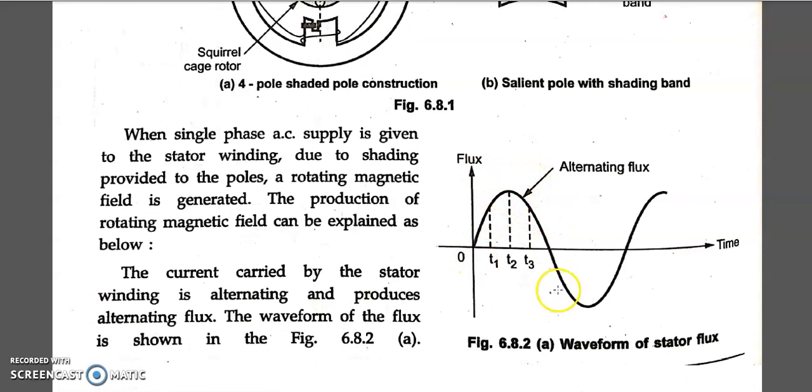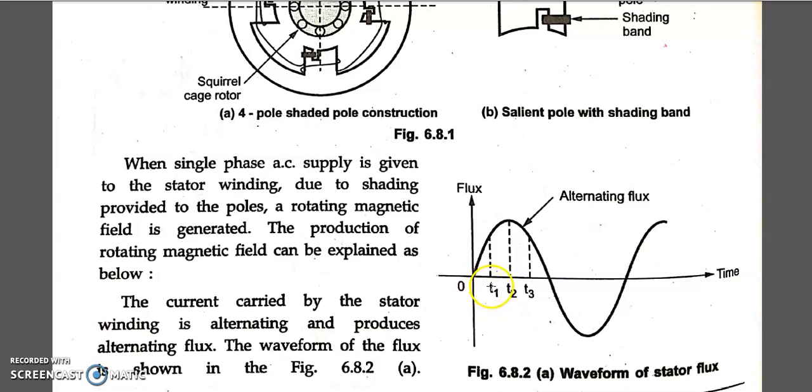So this is your alternating flux, or AC supply. You can see we have taken only the positive cycle into consideration. The negative cycle will be the same as the positive cycle. We have divided the positive cycle into 3 instances: one at time t1, another at time t2, and another at time t3.